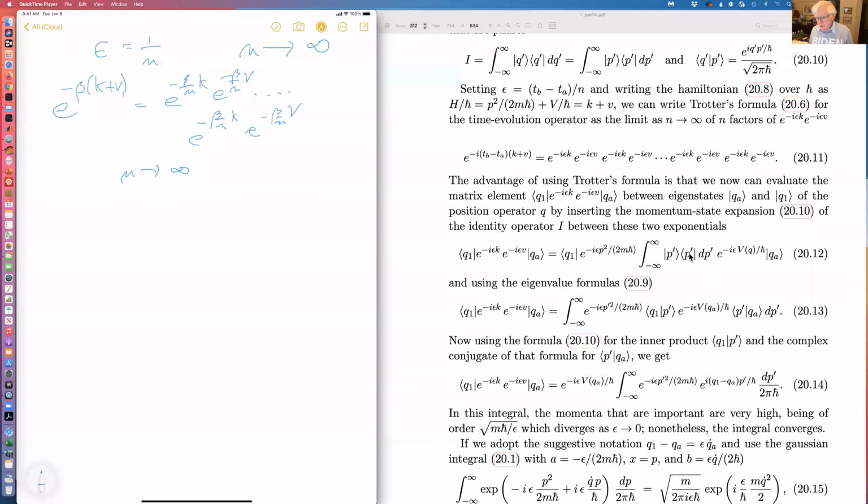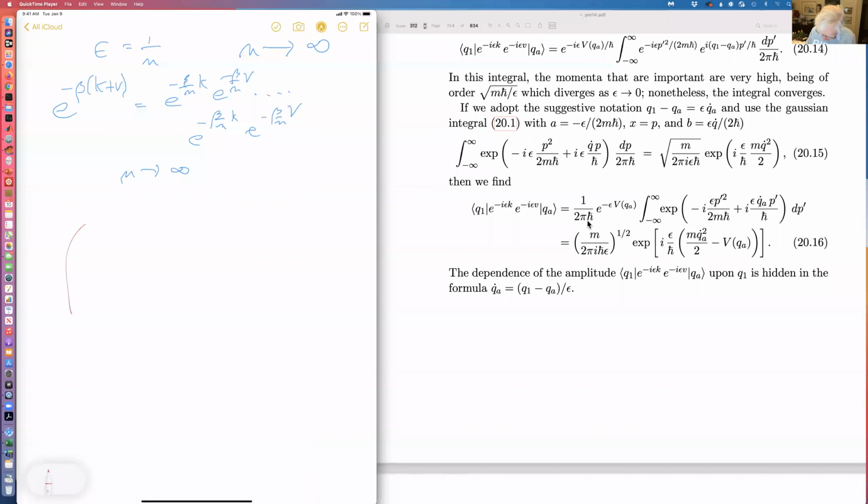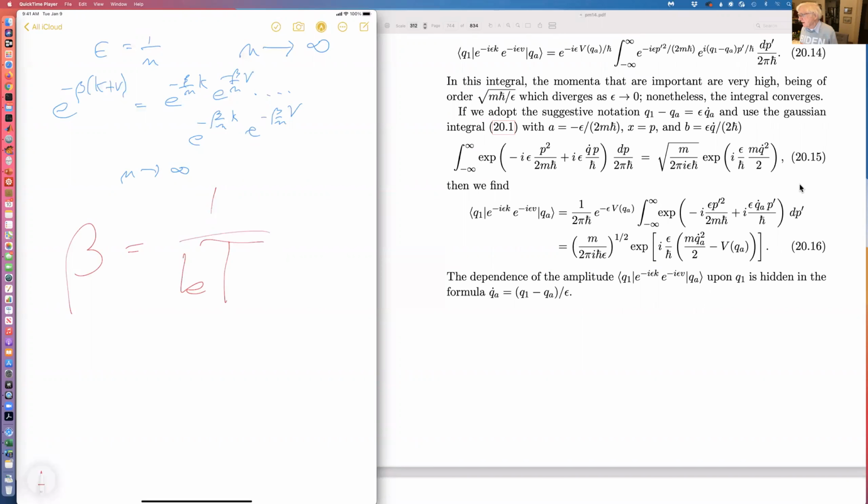But the integral over P prime is just a Gaussian. And if you use the formula that I said all this was based on, yes, beta is 1 over KT. So let me just write that down in red. Beta is 1 over KT. Thank you. I should have said that. I meant to say it and I just got distracted. So just use the integral formula and bingo, you get this.